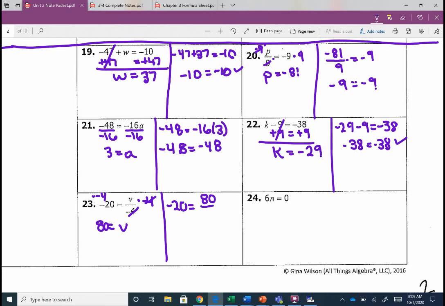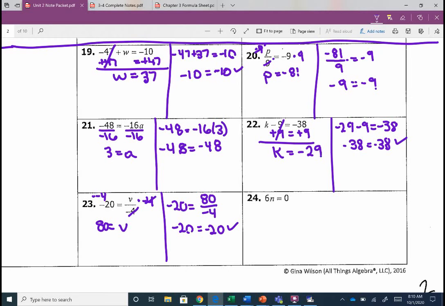And then I check. Negative 20 equals negative 20. And it checks. Number 24 yesterday. Like I said, a lot of you had these finished before we even left yesterday. Some of you even had some time to spare. Number 20, though, I got a lot of questions on it. And that's great. Ask the question.